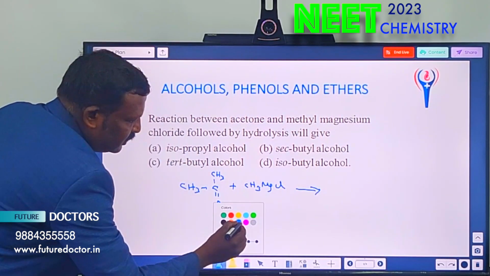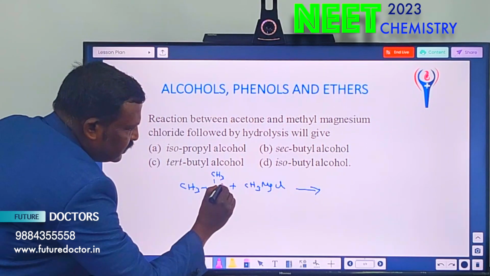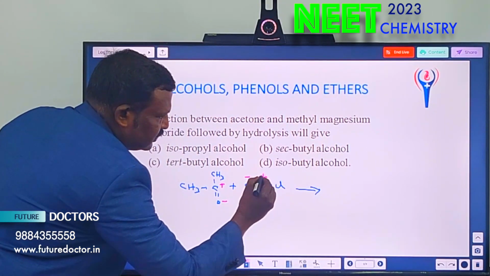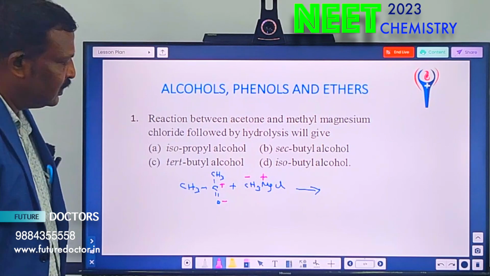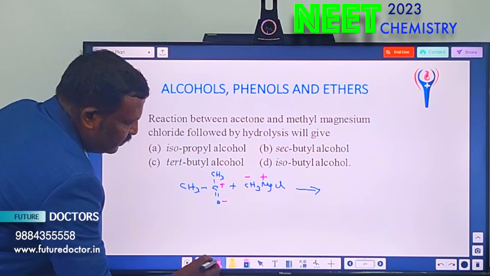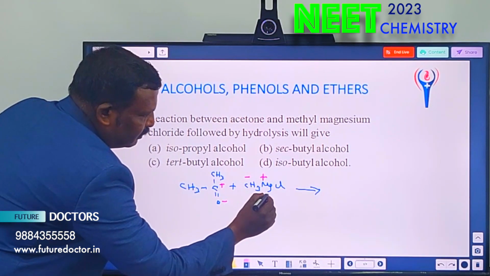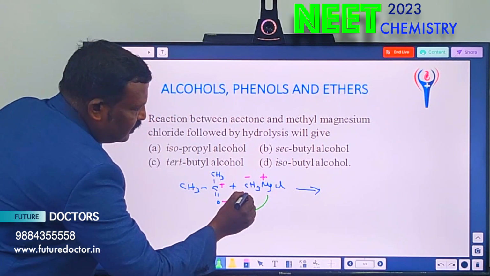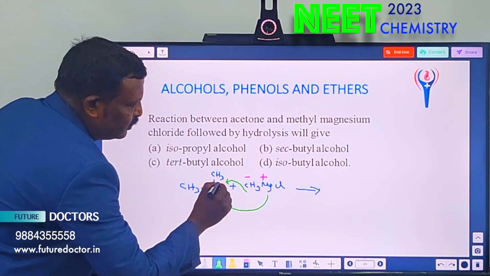Before that you must know the charges: C plus, O minus. The CH3 is minus, so it goes to the positive part. You must know the charge, then only you are able to get the product correctly. So the CH3 from MgCl goes here.